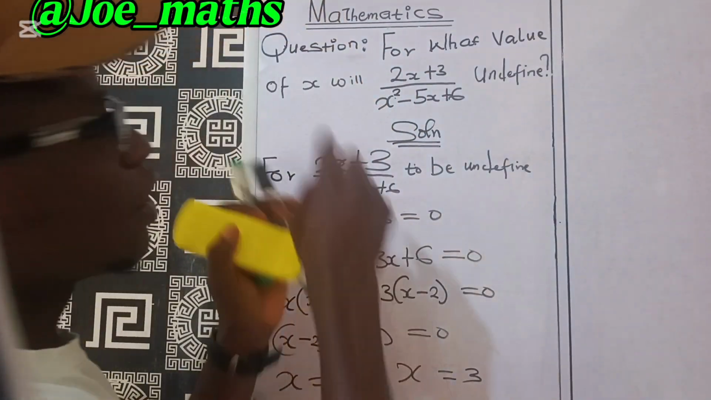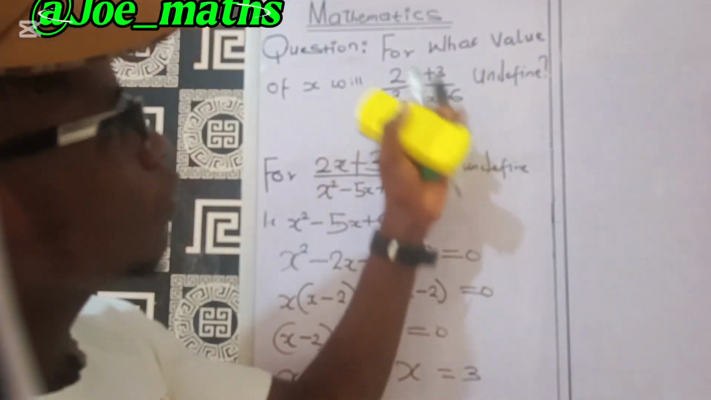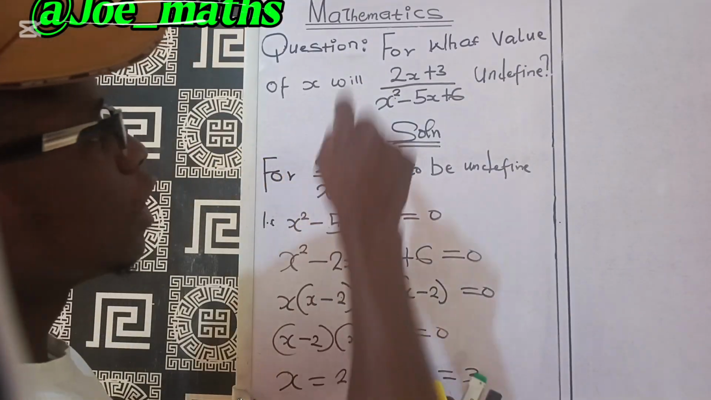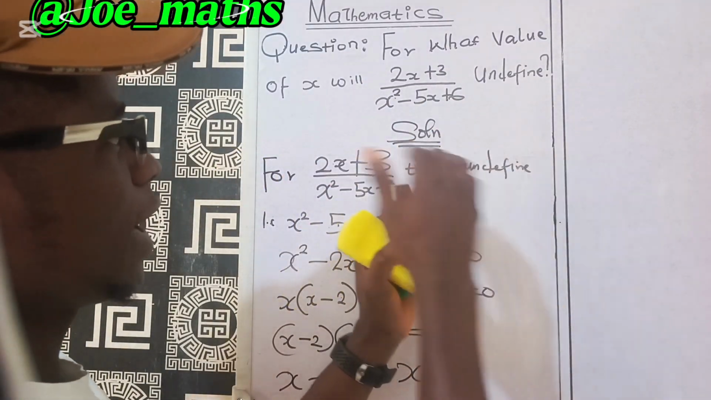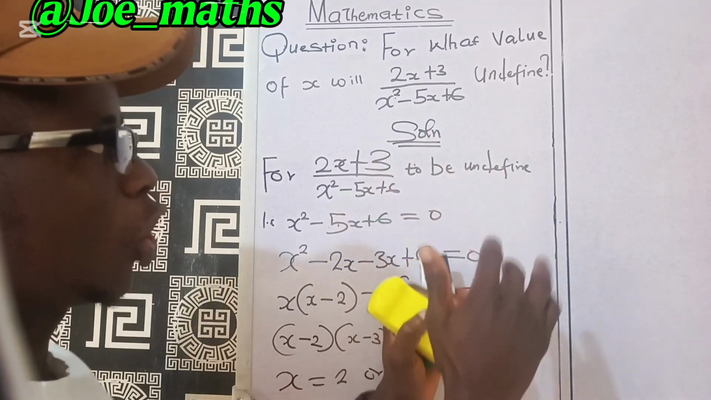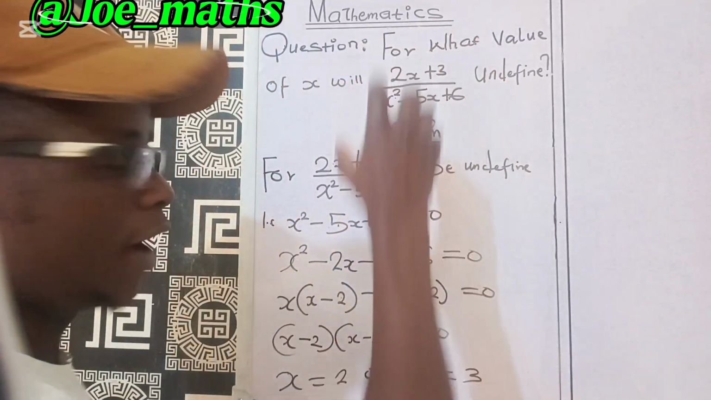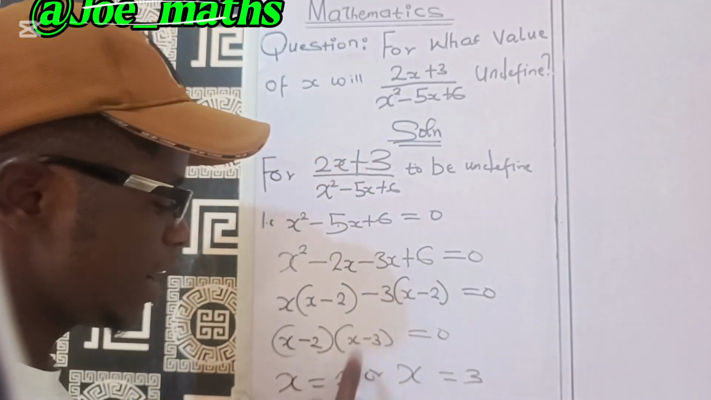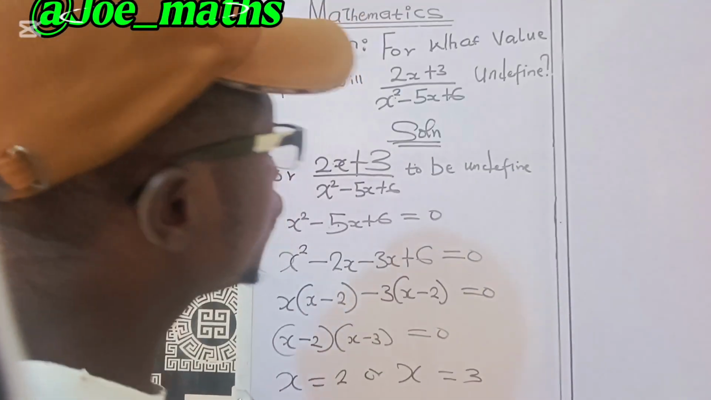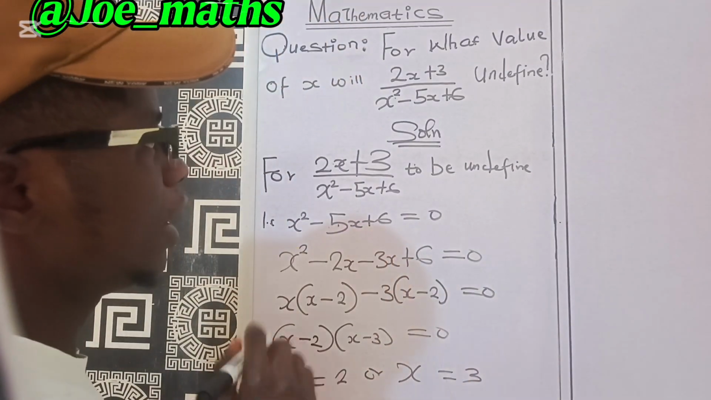So if you look at the question again, we were asked for what value of x will (2x + 3)/(x² − 5x + 6) be undefined. So the value of x that will make this whole expression undefined is either 2 or 3. If you want to check whether this is true, let's check now.